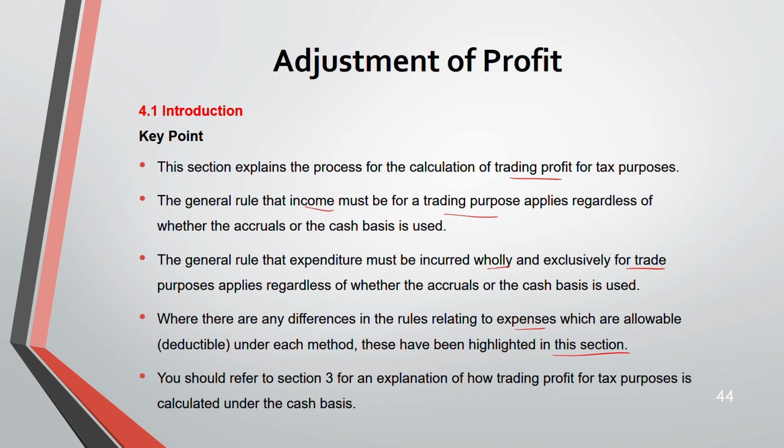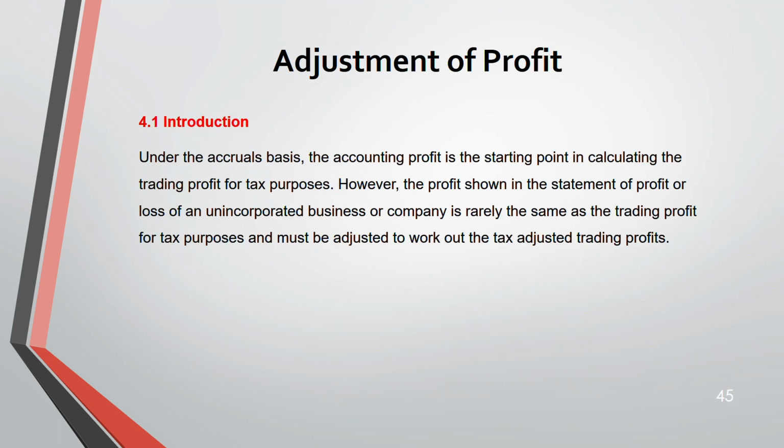You should refer to section 3 for an explanation of how trading profit for tax is calculated on a cash basis. We have just finished section 3, right? The previous section. Now, under cash basis, your revenue that you've actually incurred is your starting point. Under accrual basis, accounting profit is your starting point when you're calculating the trading profit for tax purpose.